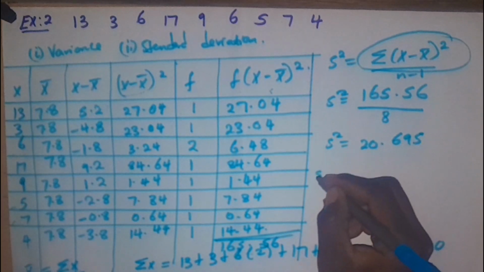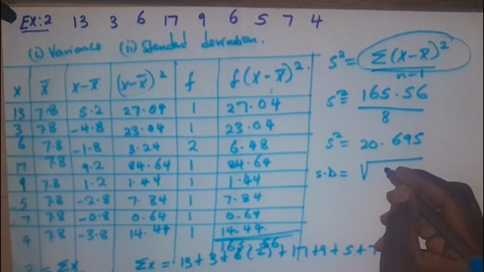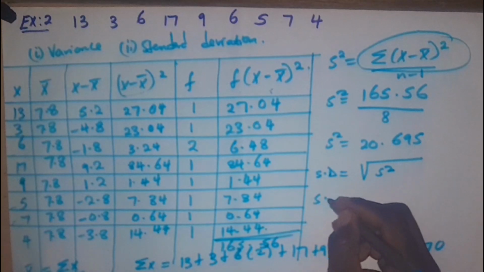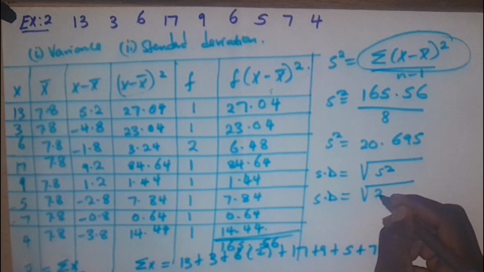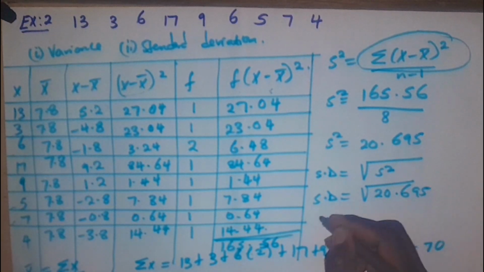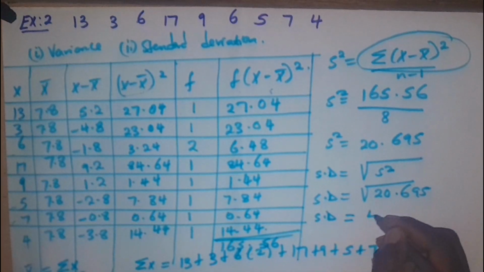20.695. And then the standard deviation is equal to the square root of our variance. So the standard deviation is equal to the square root of our variance, which is 20.695. Therefore, the standard deviation is equal to 4.55.